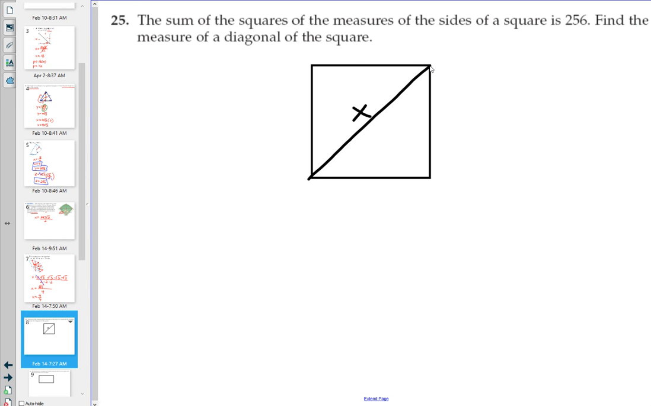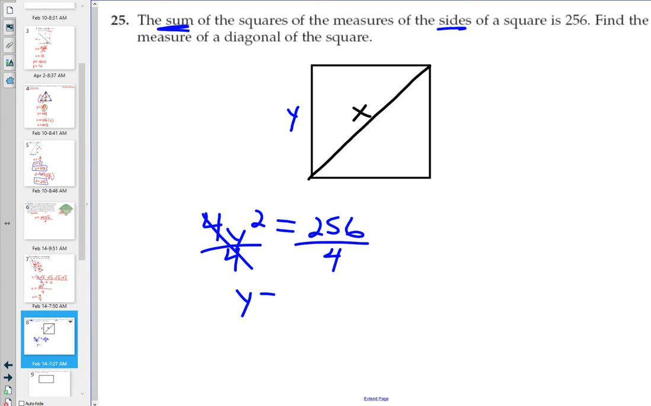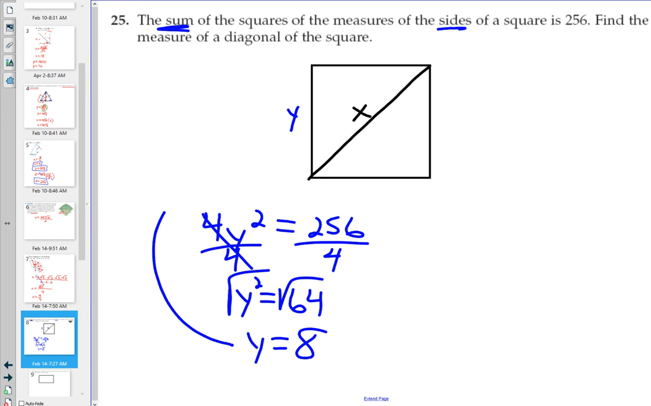Let's call the length of a side y, right? And they tell us the sum of the squares of the measures of the sides is 256. So if this were to be y, that means if I were to square y, how many y's are there going all the way around? Because they say the sum of the squares of the measures of all the sides. If I were to add up all those y squares, that would give me 256. So divide by 4. Y squared is 64. What's the square root of 64? 8. So I know now that y is 8.